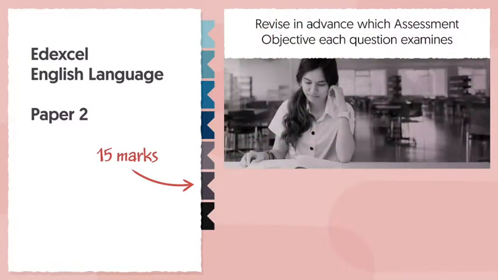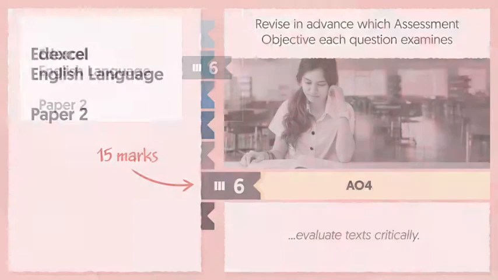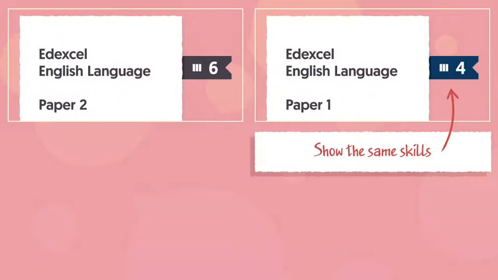It's a really good idea to revise in advance which assessment objective each question examines, so you know how best to answer. Paper 2 Question 6 assesses AO4, which is your ability to evaluate texts critically. So, let's have a look at how to tackle it. Paper 2 Question 6 is asking for you to show the same skills as Paper 1 Question 4.